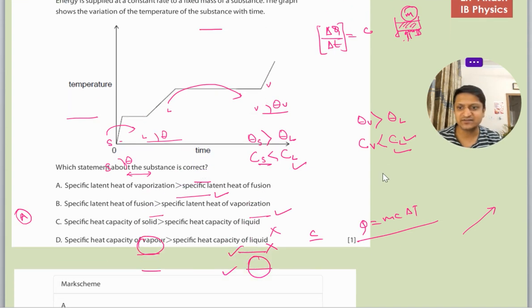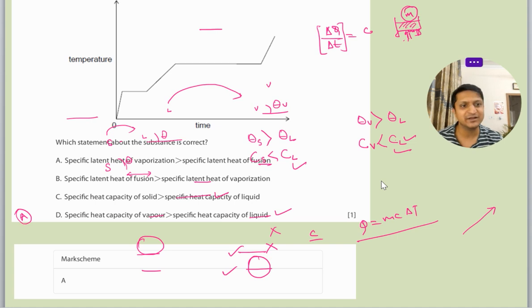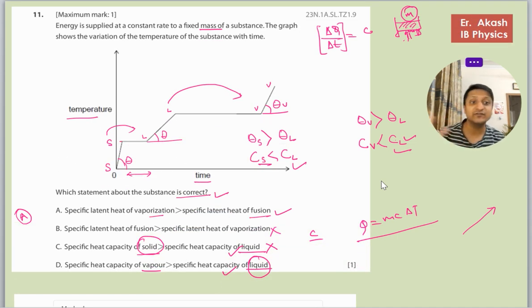Now we will check the mark scheme. Mark scheme says A is the right answer. So like this you have to solve these questions. They are very simple, but they are very logical.